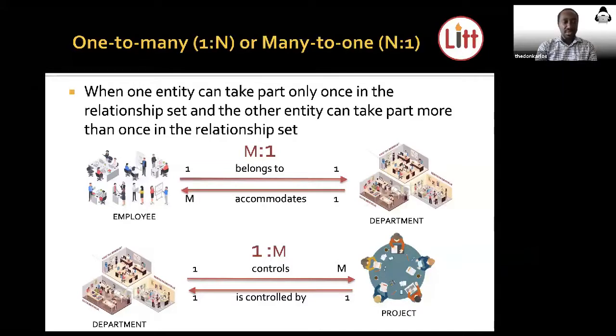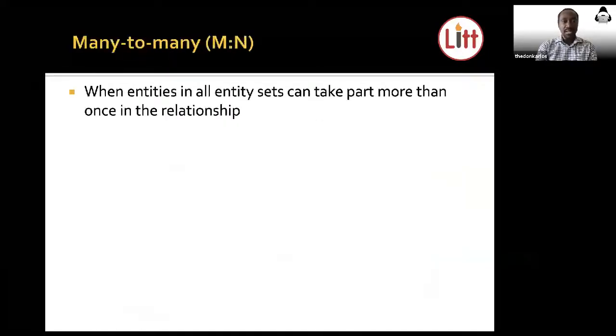Now let's look at the third one, which is the many-to-many. We usually don't write M to M, we write M to N, where the M and the N are representing the many-to-many. So when entities in all entity sets can take part more than once in the relationship, that relationship is referred to as many-to-many.